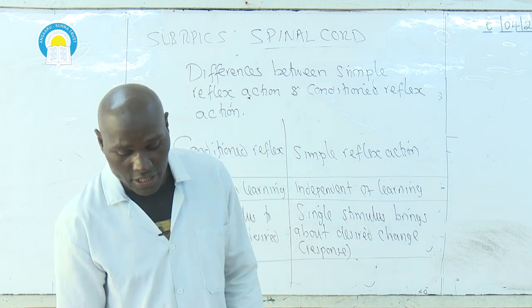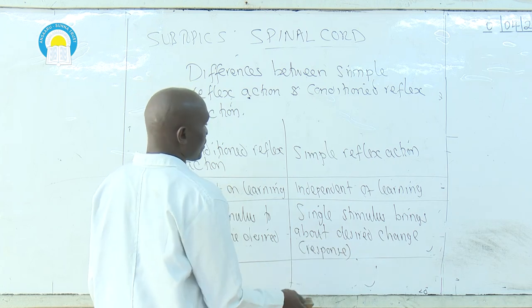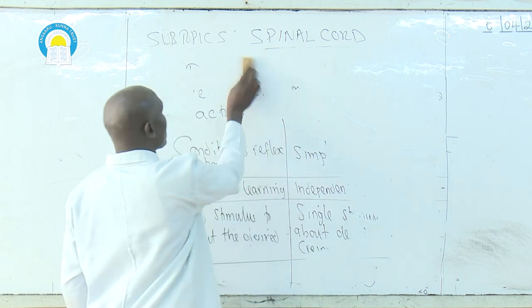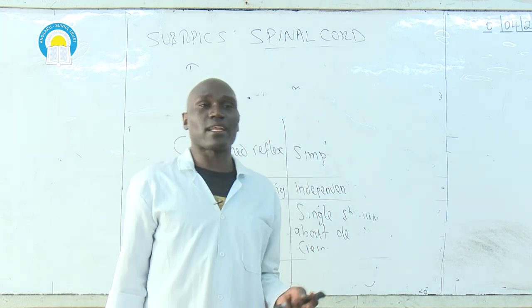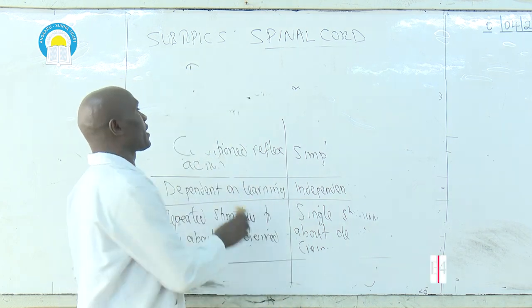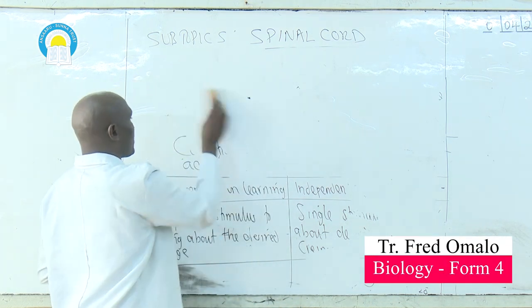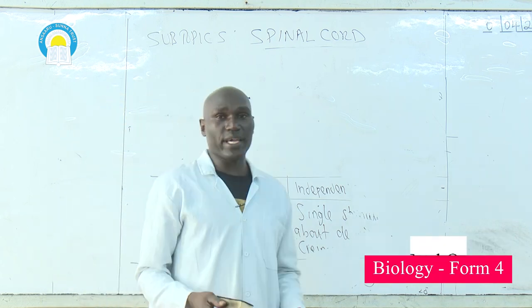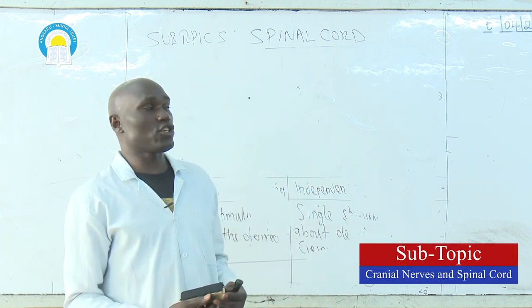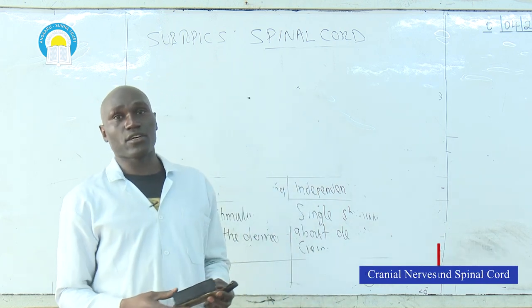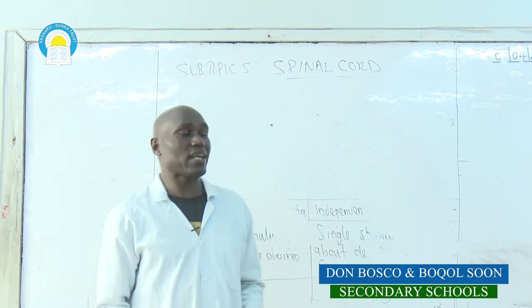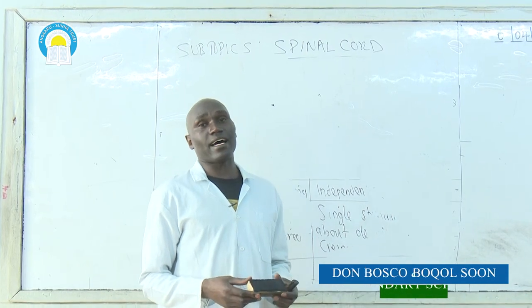Fine. That marks the end of our lesson today. And the two subtopics that we looked into were cranial nerves and spinal cord. The cranial nerves, we mentioned, they are neurons that link the brain and specific body organs. Spinal cord, we mentioned, is an extension of the posterior lower end of the brain. So in our next lesson, we look at transmission of nerve impulse, how nerve impulse moves along an axon.